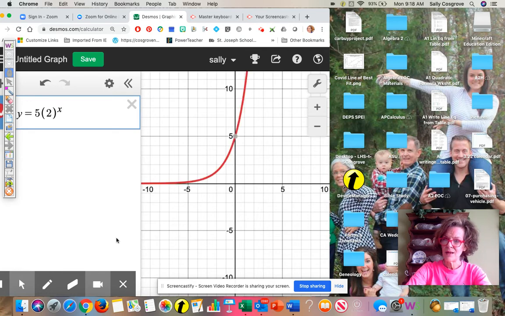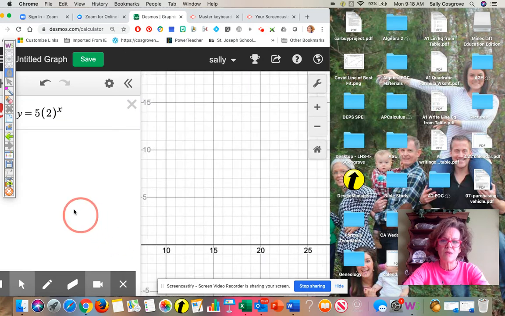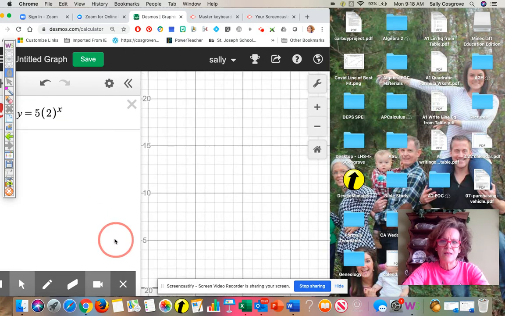Look what happened. Look what the graph did. Look at that red graph. That is an interesting curve. It's not a line, and it's not a U-shaped curve. It's what we call a J-shaped curve. And the nice thing about Desmos is you can take the graph and move it around.